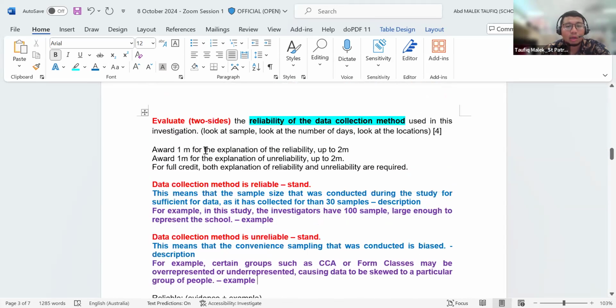This is the unreliable evaluation, because there are two sides, 2 marks. So one paragraph is 2 marks. It's a 4 mark question. You are required to do 2 marks each. Okay, one minute question.